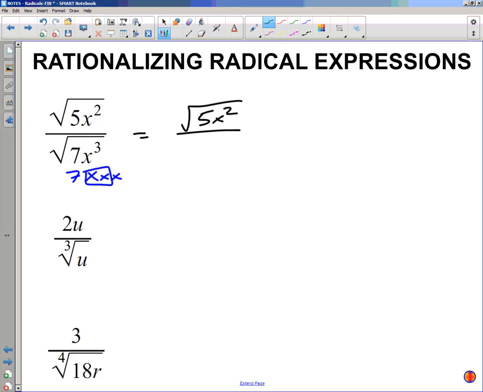But I do have an x that I should be able to bring out on the bottom, which leaves me only with a 7 and an x on the bottom. Okay, now how am I going to get rid of that radical on the bottom?